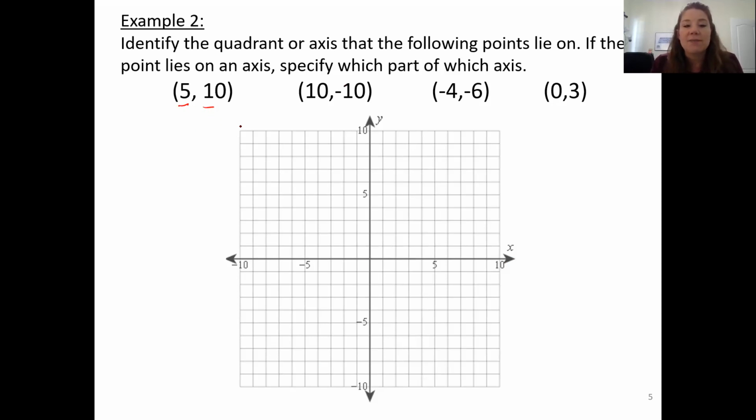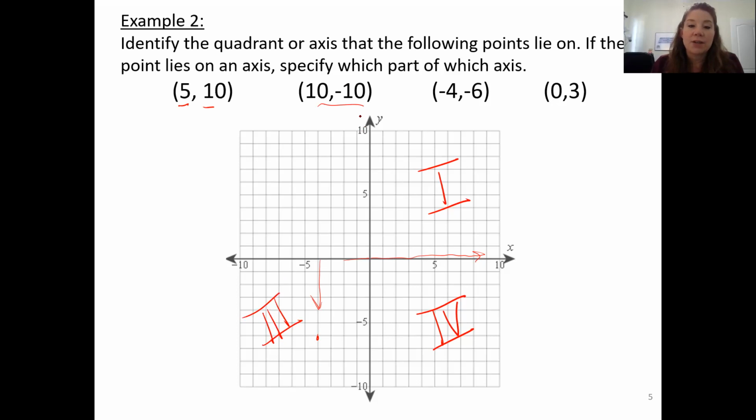So if we have a positive followed by a positive, that means we're going to go right and then up. So that means we're going to land in quadrant 1. The second ordered pair, we're going to go right and then down. So we're going to be way down here in quadrant 4, right? Quadrant 4. And then the third point, we go left and then down. So we're going to go left and then down here, and that is quadrant 3.